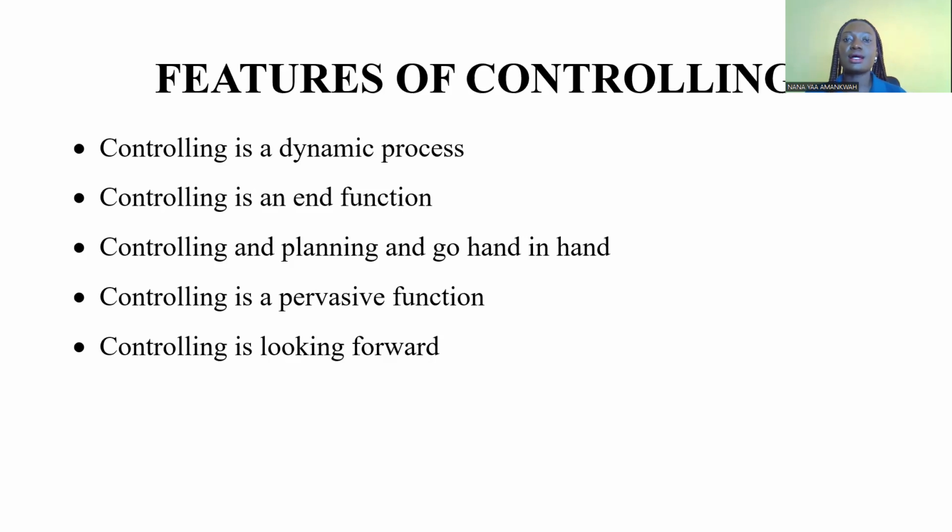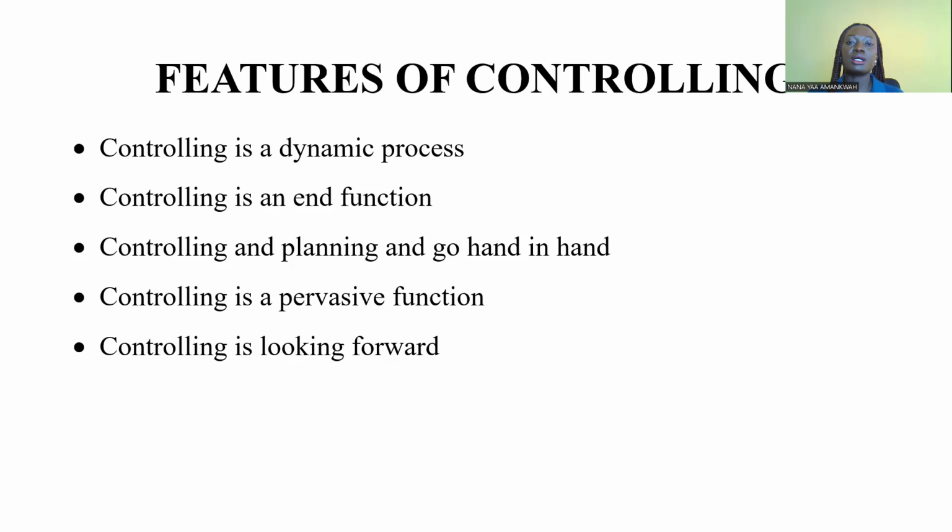always used simultaneously. Again, controlling is a pervasive action and function. It means that it happens everywhere in the organization throughout. It goes on and on in the organization. Okay, at every angle, we want to use controlling. Again, controlling is looking forward, whilst we've said earlier that planning is looking forward. Controlling is also actually looking forward.